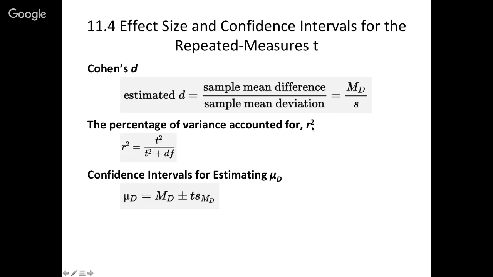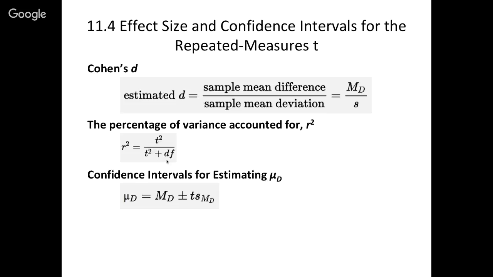And r squared measures the percentage of variance accounted for by the treatment effect, right? The formula is exactly the same as for the other t-tests.